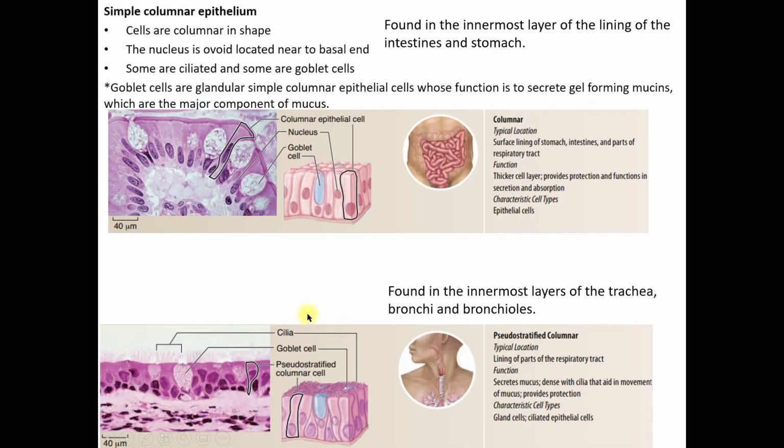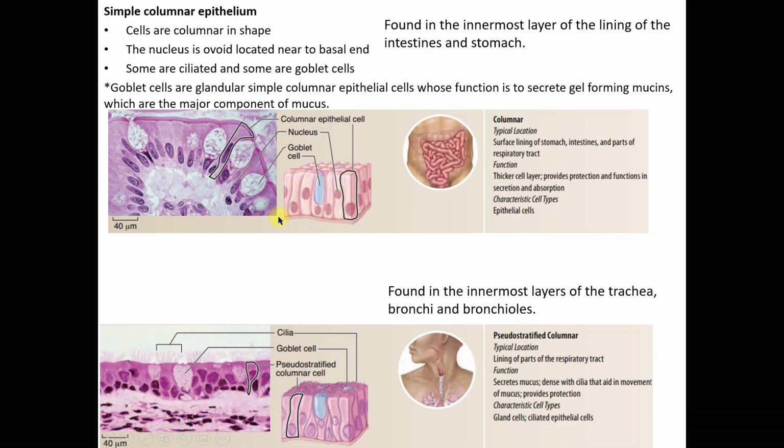Next, we have simple columnar epithelium. You can see it here. The cells are columnar in shape. The nucleus is ovoid and located near the basal end. This is the basal membrane, so the nucleus will be located near the basal end.